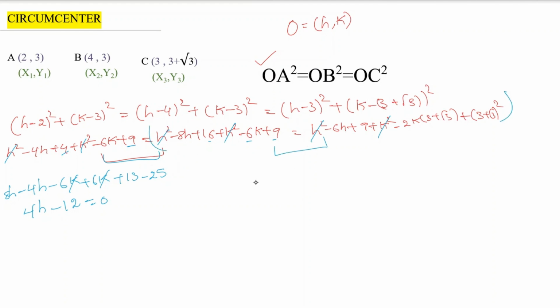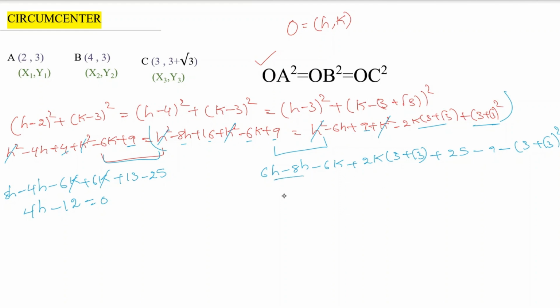Now consider these two equations, only these two. Take the 6h to the other side, it becomes 6h, and minus 8h we have already. Minus 6k is there. When we take this k value to the other side, it becomes 2k of 3 plus root 3. 16 plus 9 is 25 we have here, and the 9 to the other side is minus 9, and this to the other side will make minus 3 plus root 3 whole square equal to 0.